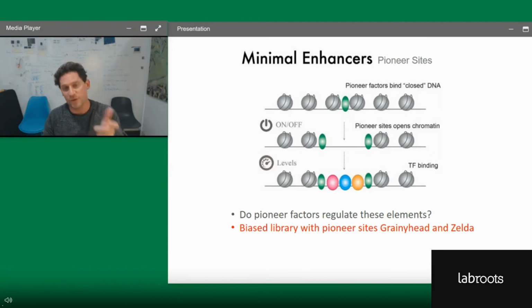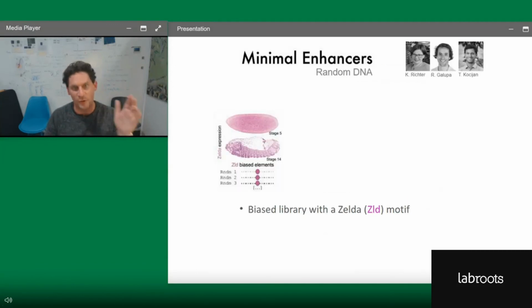And we biased this with two classic ones from Drosophila. Again, that grainy head that I alluded to, and another one is Zelda. The names aren't really important, but the important thing is that they're well-characterized pioneer factors. And what we could do then is make the same libraries, in this case biased with a key motif. Zelda is globally expressed. So now we have a new library: a biased motif in the middle, sandwiched around totally random sequences.